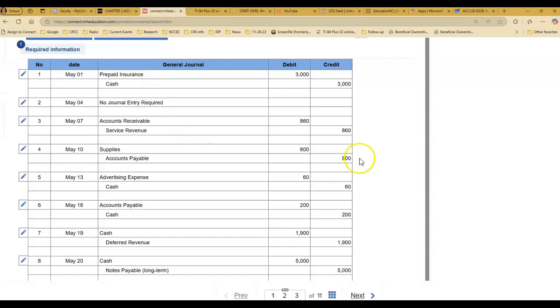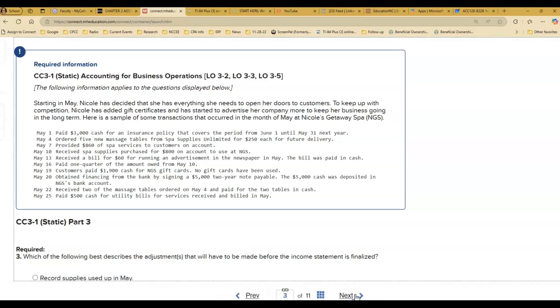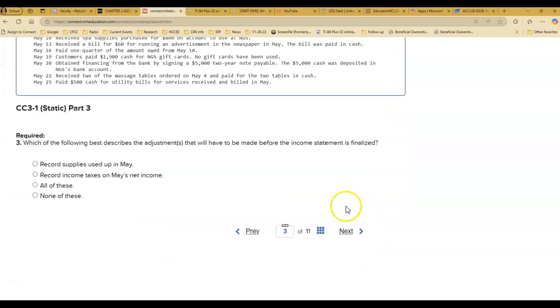Okay. All right. So when we get over here to this one, which of the following best describes? Record supplies used up in May. We actually addressed that one. Record income taxes on May's net income. That one we would also have to do as well. So it is all of these.